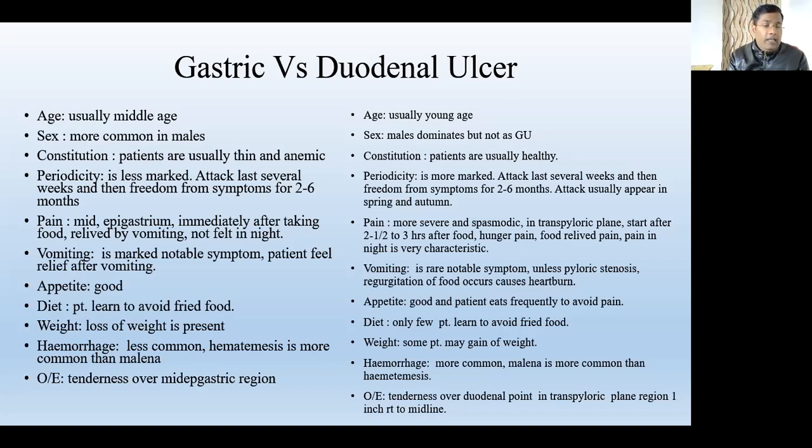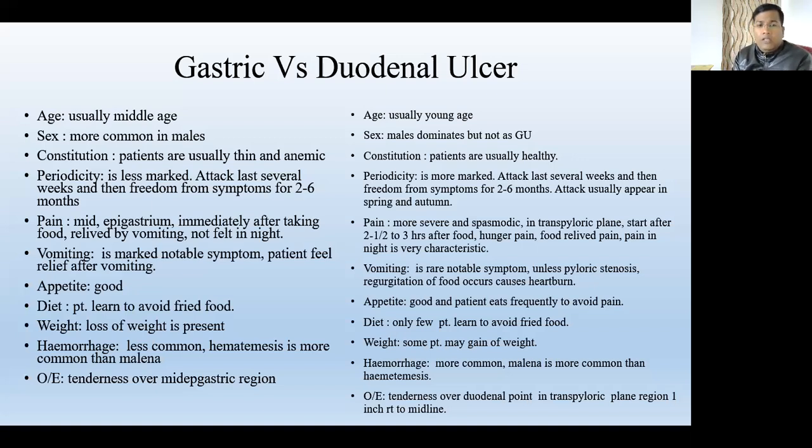If we talk about the pain, gastric ulcer pain is felt in the mid-epigastric region immediately after taking food and is relieved by vomiting, and it is not felt at night. While the pain in duodenal ulcers is severe and spasmodic in nature. The area is the transpyloric plane. It starts 2.5 to 3 hours after food. That's why it's called hunger pain, and it is relieved by food. When the patient takes food, the pain is relieved. And the pain in the duodenal ulcer is usually present in the midnight or late night.